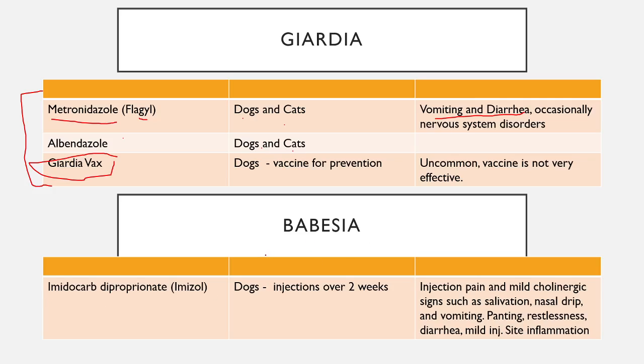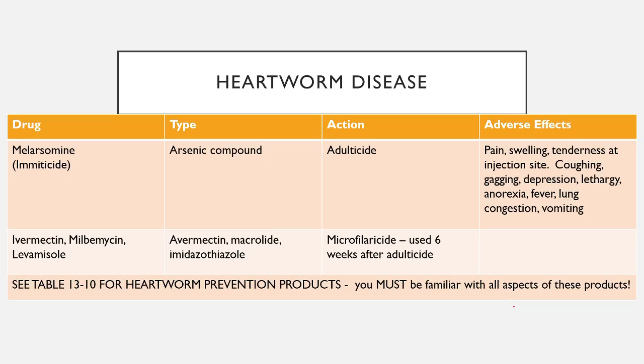For babesia, which causes anemia, we could use imidocarb, which is for dogs, and we use injections over 2 weeks, but it can cause some pain and some mild cholinergic signs, like sludge.